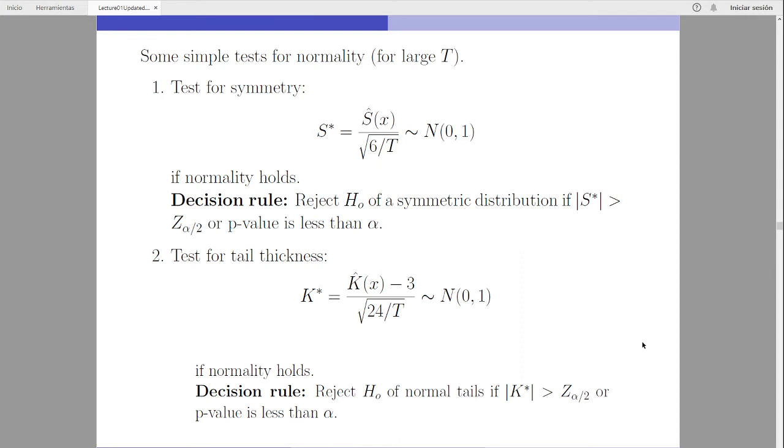So now we have talked about if our population is normal, but how do we test normality?